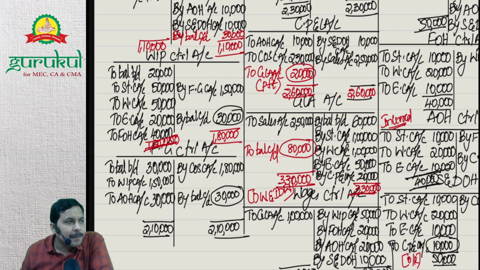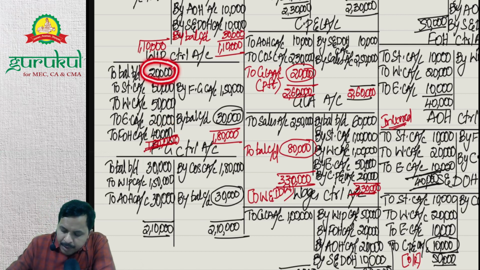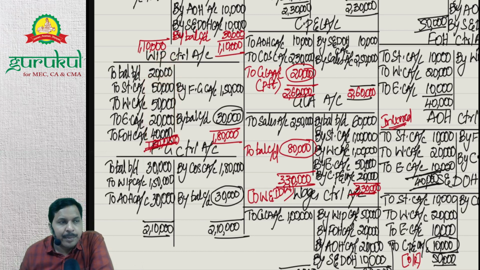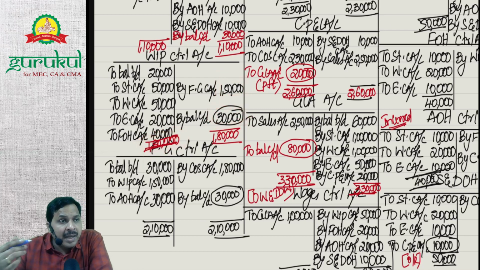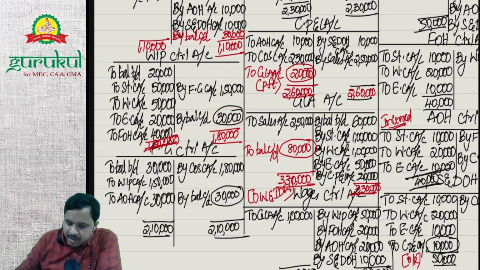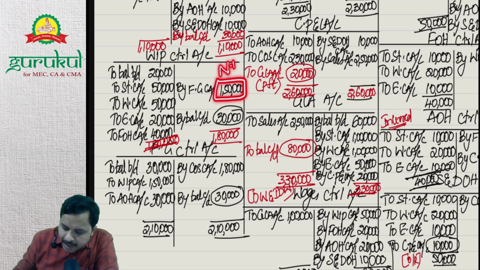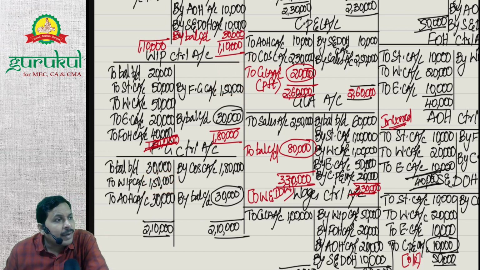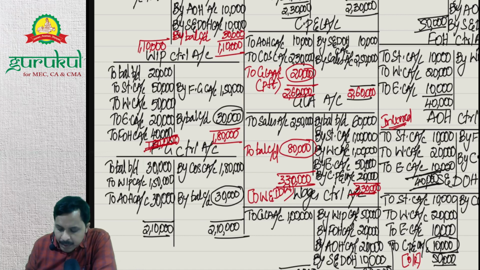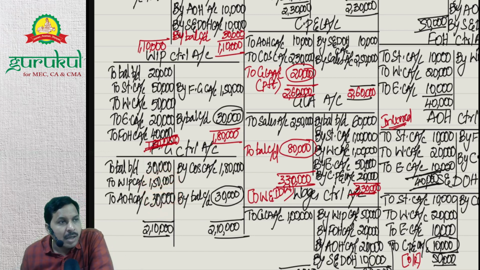For that, we should add opening work in progress, which is 20,000. So till here we got gross works cost plus opening work in progress minus closing work in progress. The total of 1,80,000 minus 30,000 is 1,50,000. Minus closing work in progress, we call it net works cost. So this 1,50,000 is net works cost, and we have written net works cost here. To net works cost, we should add administration overheads. How much here? 30,000. So net works cost plus administration overhead we call cost of production.